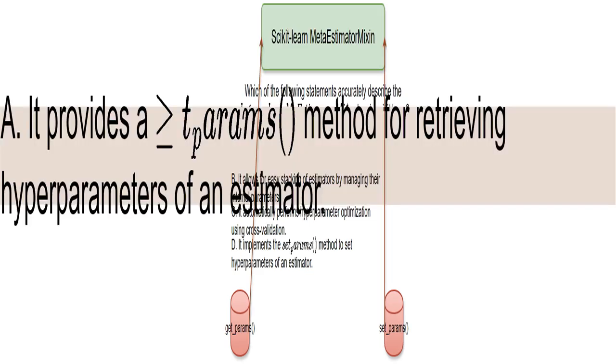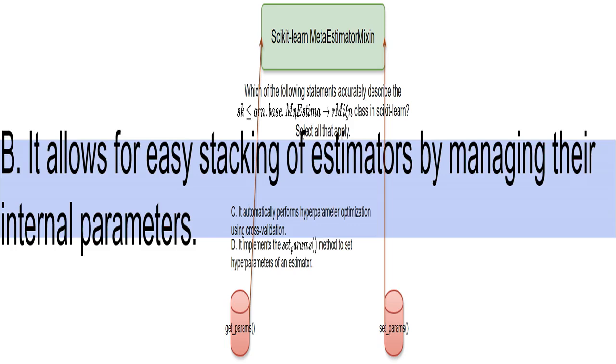Option A focuses on the get_params method. This method's purpose is to retrieve the settings, hyperparameters, of a model. Think of it as asking the model, what are your current settings? Option B discusses stacking estimators. While MetaEstimatorMixin helps manage parameters, it doesn't directly combine or stack multiple models. That's a separate function usually done by other classes like pipeline or ensemble methods.